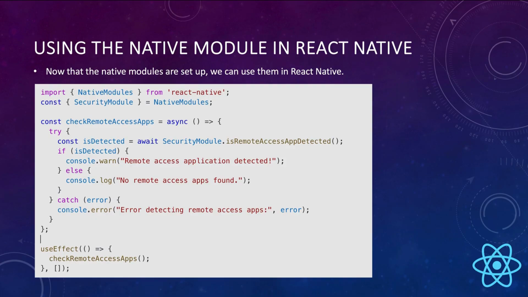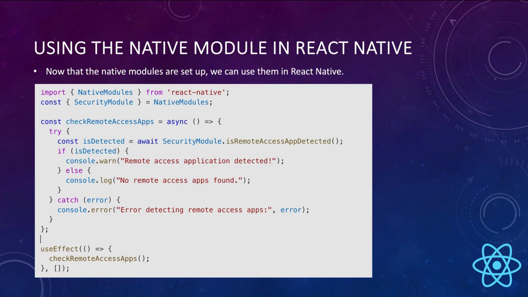So here in useEffect, I'm calling checkRemoteAccessApps, and this is an async method, and it is calling SecurityModule.isRemoteAccessAppDetected. So if detected is true, then we are showing that a remote access application is detected. So based on your project requirement, you can show a pop-up or you can show a screen. It's completely up to you.